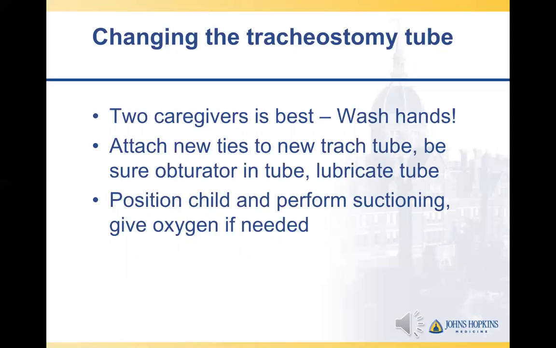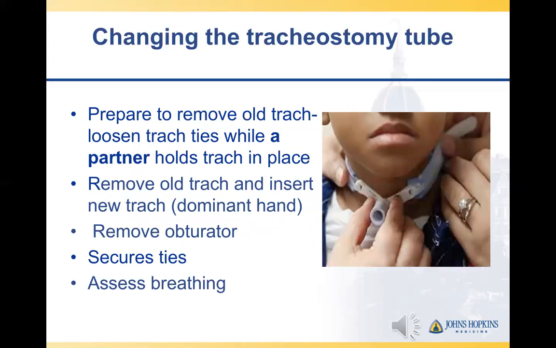Position your patient and perform suctioning. You may want to give oxygen prior to changing the tracheostomy tube. Your patient should be positioned on their back with their neck supported by a blanket roll. Prepare to remove the old tracheostomy tube. If your child has a cuff tube, deflate the cuff. Loosen the trach ties while your partner holds the tracheostomy tube in place. You are then ready to remove the old tracheostomy tube and insert the new tracheostomy tube.